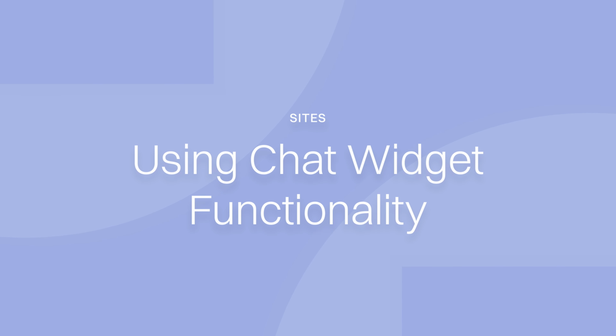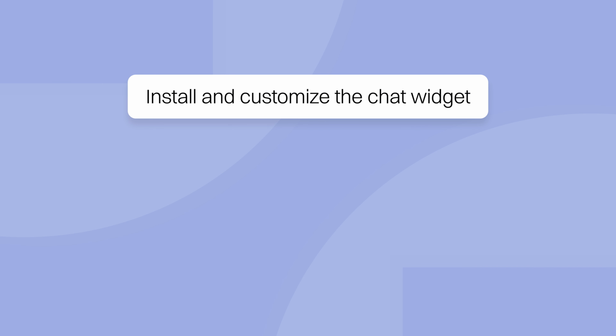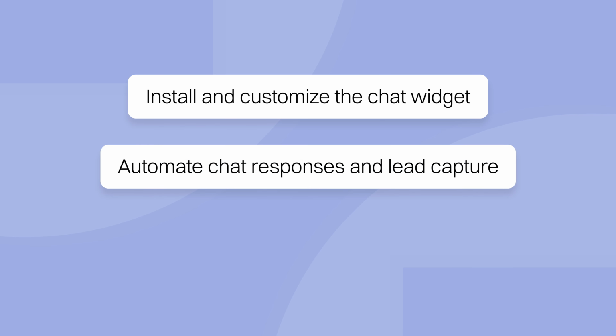Sites, using chat widget functionality. Tegrity Connect offers a live chat widget that you can install on your website to engage visitors in real time. In this module, you'll learn how to set up the chat widget on your site, customize its appearance and greeting, and use it to capture leads.